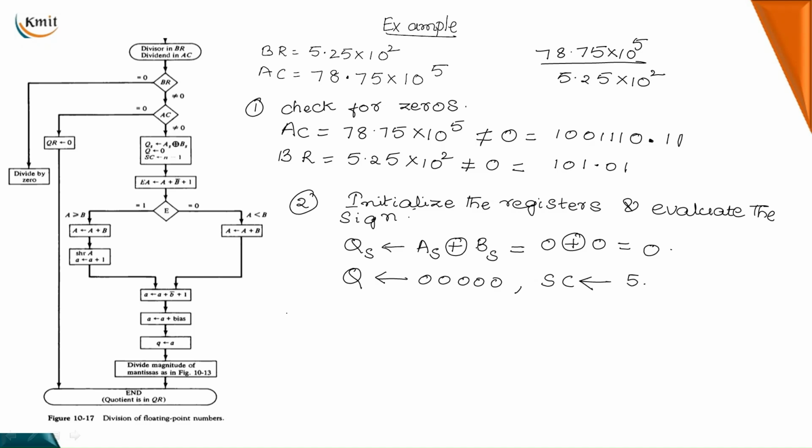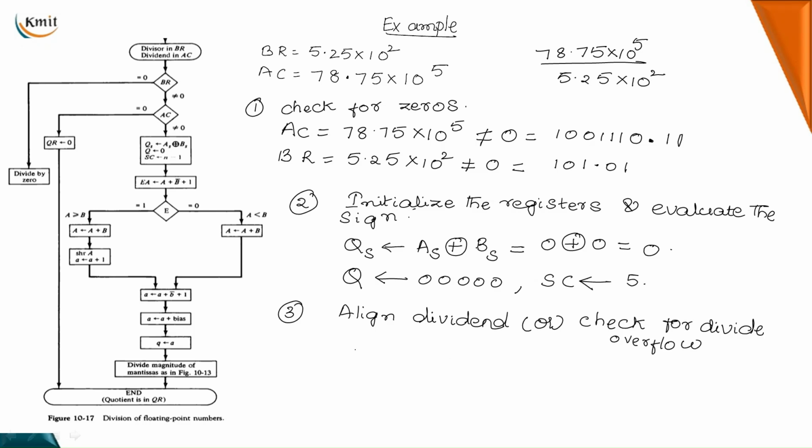Okay. The third step is to align the dividend, or we can also say it as check for divide overflow. So whatever is stored in A and according to the algorithm AQ, where this is stored in A, the most significant 5 bits, and these 5 bits will be stored in Q register. So the content of A is, let me continue.